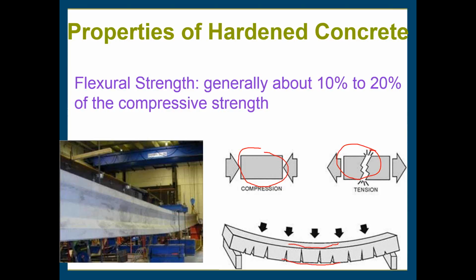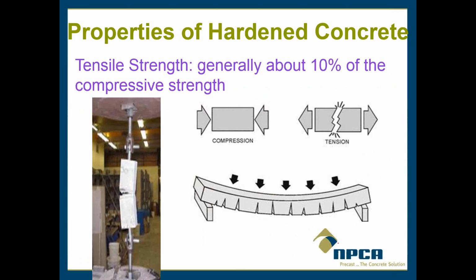So one of the ways we get around this is to add reinforcement. So steel reinforcement. Let's say tensile strength of a 6,000 psi mix is only about 600 psi. So concrete tensile strength, let's say 600 psi. Tell me what the tensile strength of a typical grade 60 piece of rebar is.